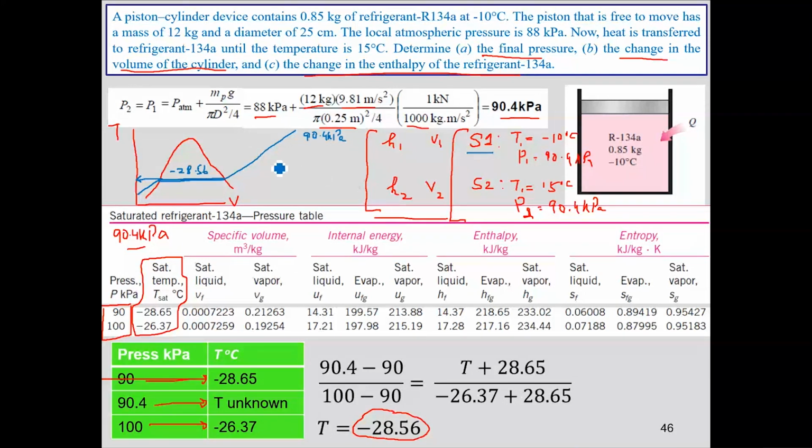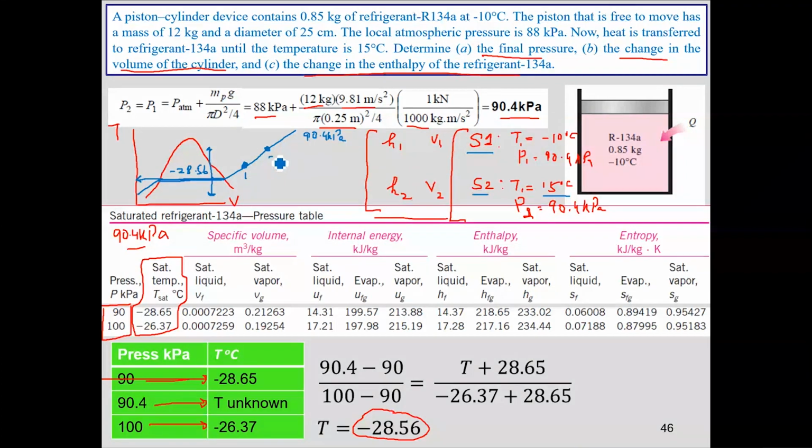Is this temperature above this line or below this line? Above. Minus 10 is above, all right. And for state 2, my temperature is what? 15 degrees centigrade. Is this temperature above this line or below this line? Above this line. So both temperatures fall in which region? Superheated vapor region. Very good.